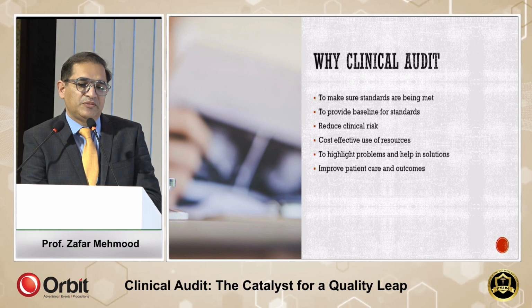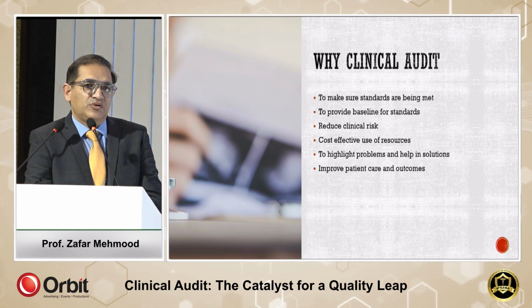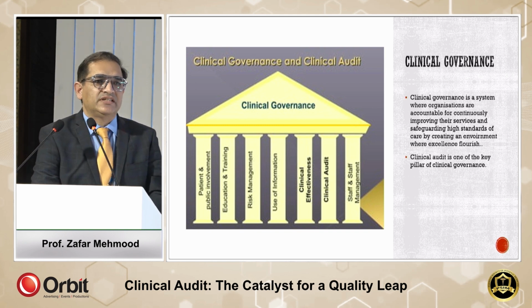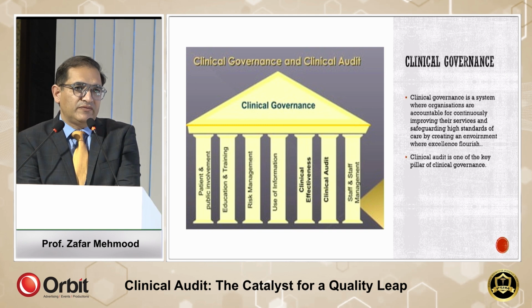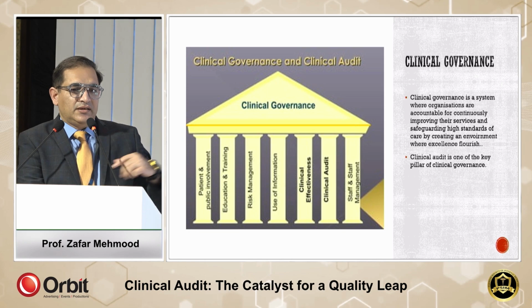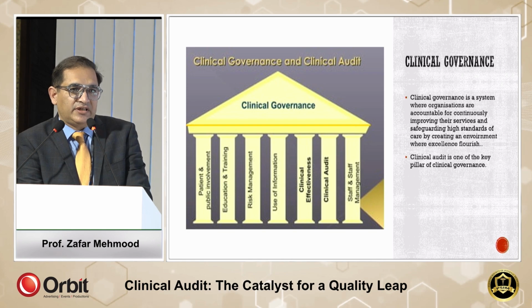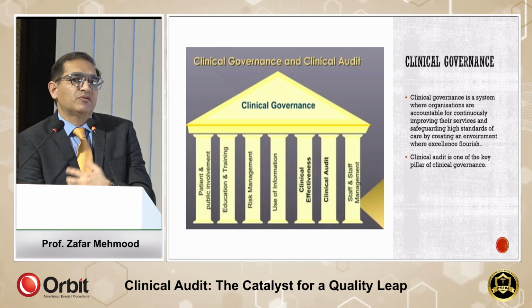So we have talked about it, that basically audit is all about making sure that we are meeting the standards. So we talk a lot about governance, and governance is basically a building based on those pillars. These are the 7 pillars, and clinical audit, as you see, is one of the most important pillars of clinical governance.